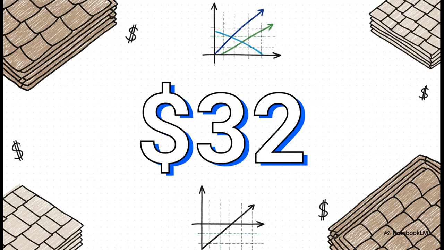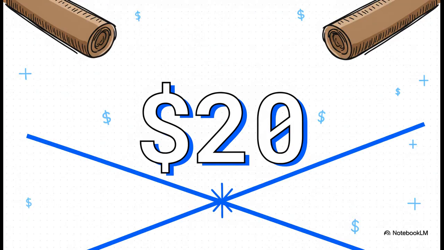So let's break that down. The x-coordinate of our intersection point was 32. That means the price for one bundle of shingles is $32. And the y-coordinate was 20. So the price for a roll of roofing paper is $20. How cool is that? We just solved a real-world pricing problem just by finding where two lines cross on a graph.